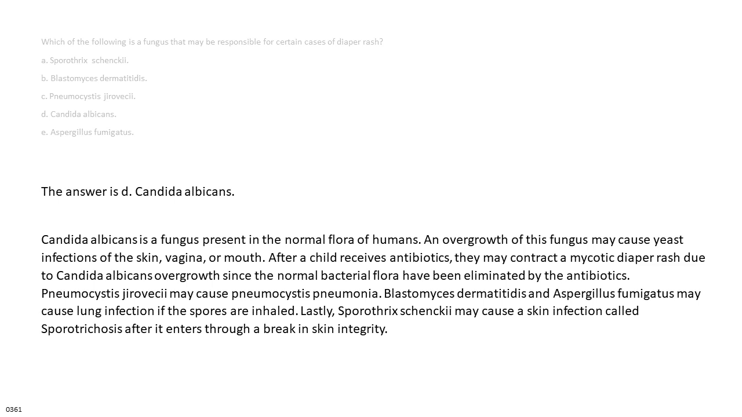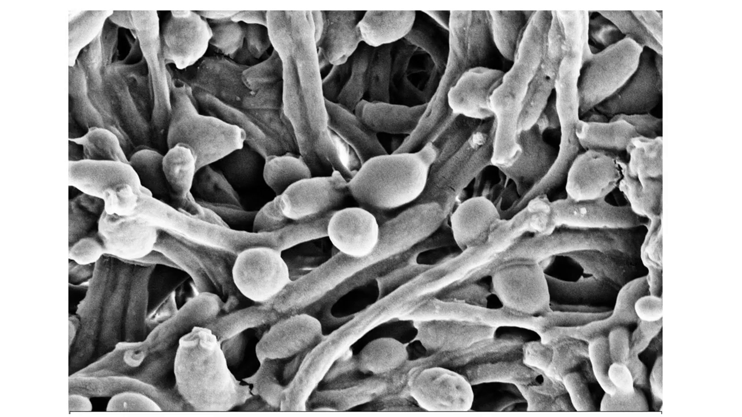Pneumocystis jirovecii may cause Pneumocystis pneumonia. Blastomyces dermatitidis and Aspergillus fumigatus may cause lung infection if the spores are inhaled. Lastly, Sporothrix may cause a skin infection called sporotrichosis after it enters through a break in skin integrity.